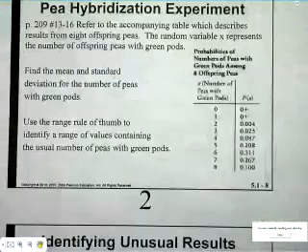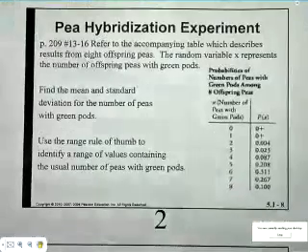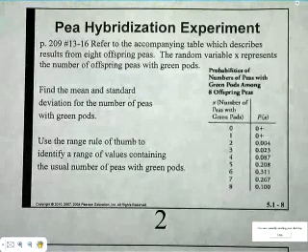we have a probability distribution for a p-hybridization experiment. Is that the next slide? I'm not skipping anything? All right.